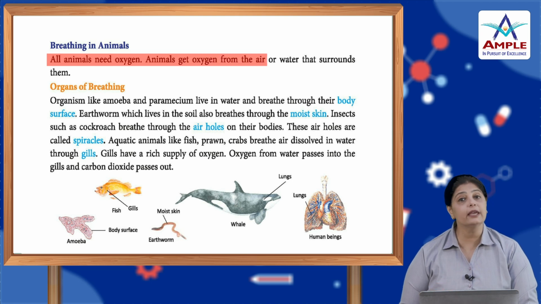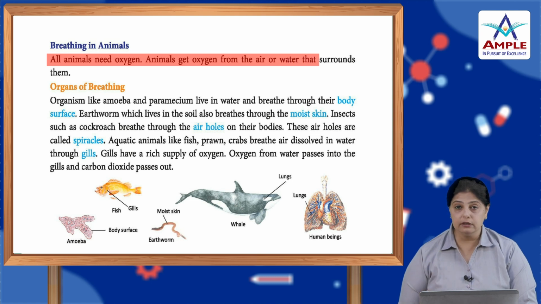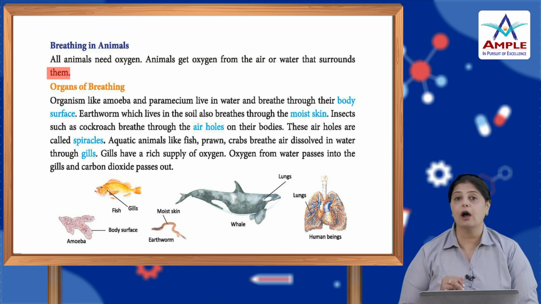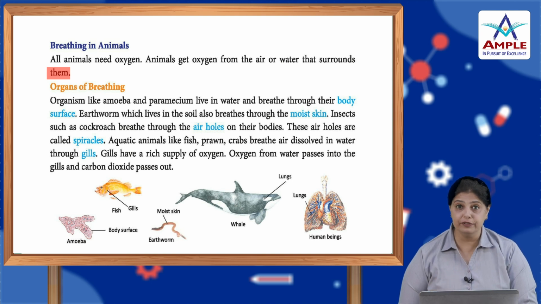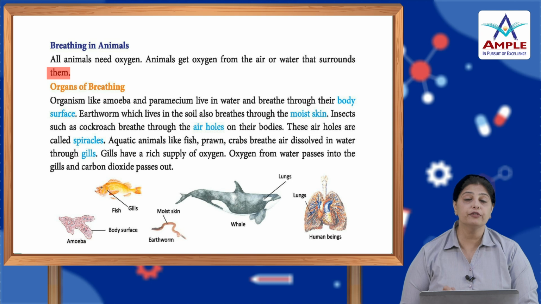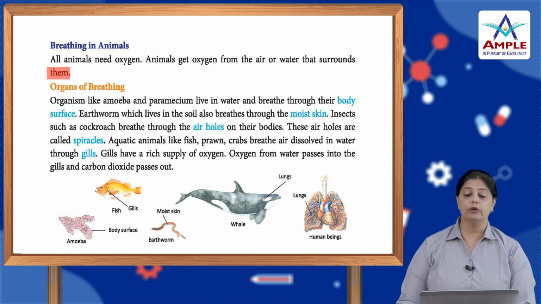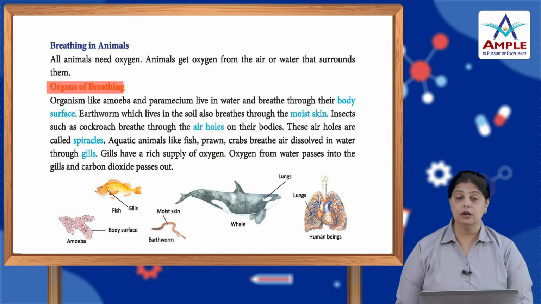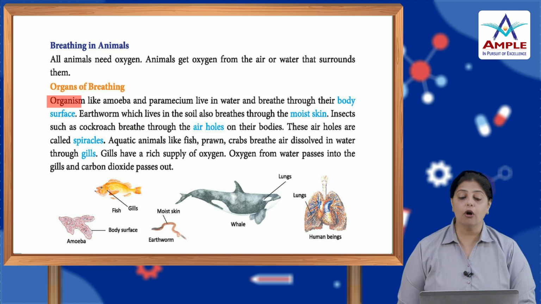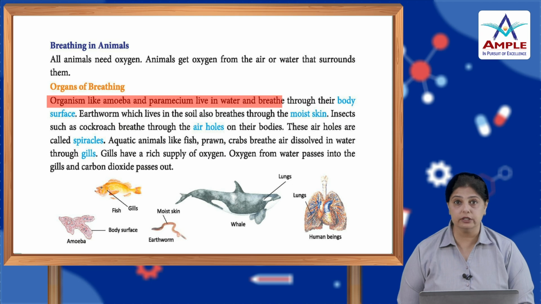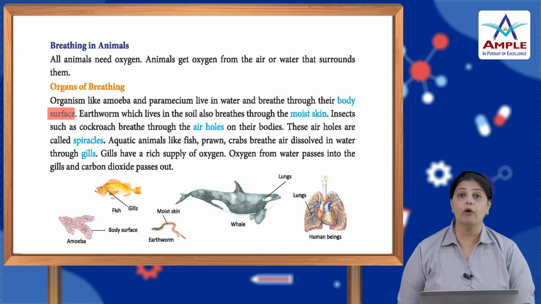They get oxygen from the air, the way we get oxygen from the air, or from the water that surrounds them. Depending on the type of habitat where they live, they get their oxygen either from air or from water. Now, let's talk about the different organs of breathing. Organisms like amoeba and paramecium live in water and breathe through their body surface. So, their body surface is their organ of breathing.